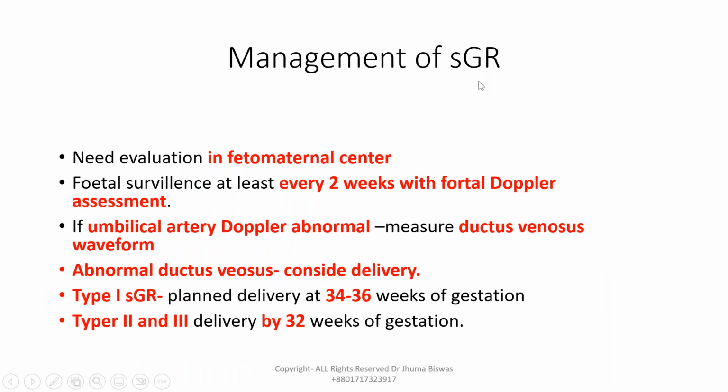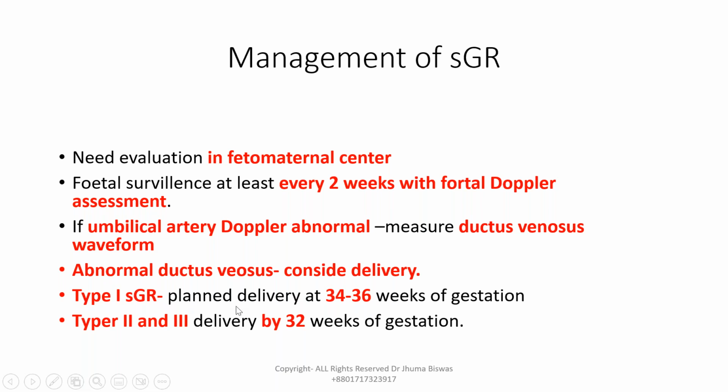If you see any kind of IUGR baby, the same thing. Firstly, you have to refer the case to the fetal-maternal unit, and then you need to do the fetal surveillance every 2 weekly along with the Doppler that we do for every kind of IUGR baby. If umbilical artery Doppler is abnormal, then measure the ductus venosus waveform. Abnormal ductus venosus, consider delivery.